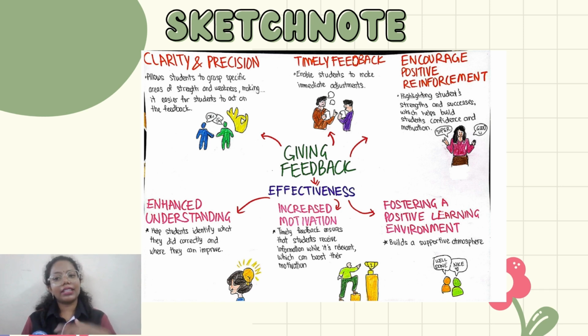Providing feedback that is clear and precise allows students to understand exactly what is expected of them. Vague feedback can lead to confusion and hinder improvement. When feedback is specific, it helps students to identify their strengths and weaknesses, making it easier for them to act on the feedback. Clear communication is crucial for setting the right expectations.